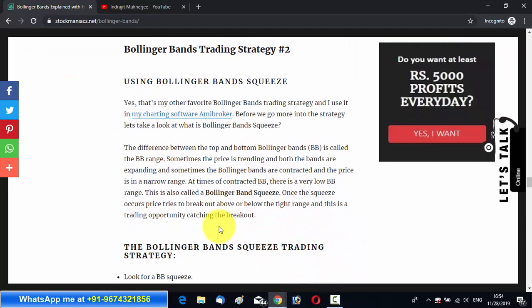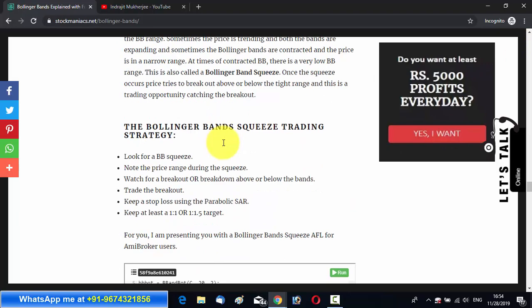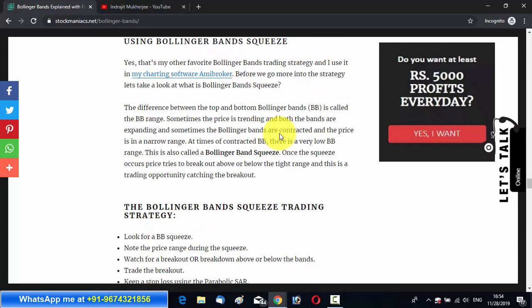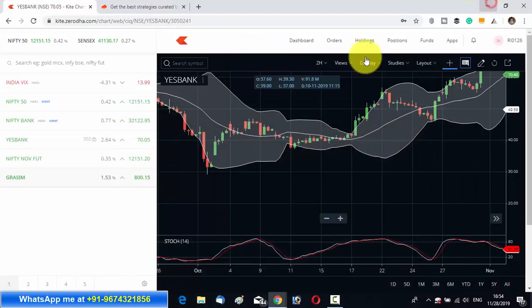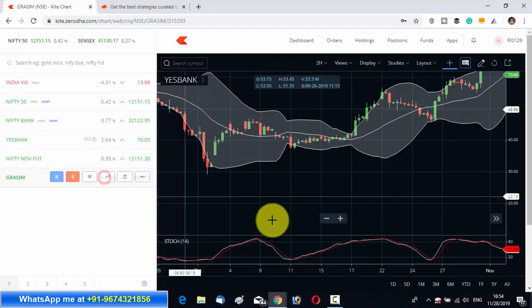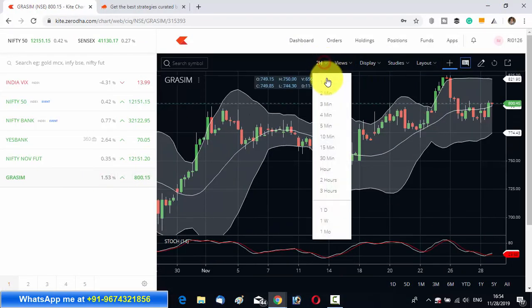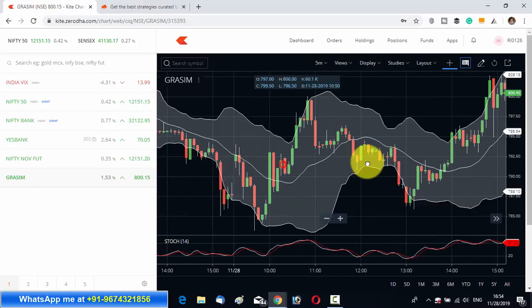Now using the Bollinger Band Squeeze. So Bollinger Band Squeeze, already I have told that you can use the Bollinger Band Squeeze for an entry and exit. Suppose let us go to Grasim chart. Let us go to Grasim 5 minutes chart.